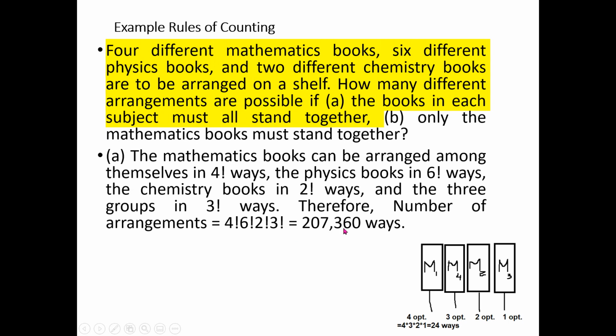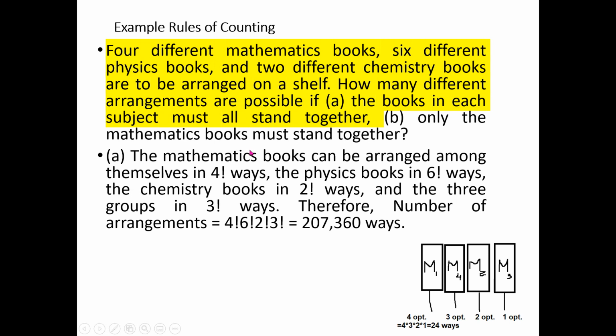So I'm going to multiply all these possibilities. So 4 factorial into 6 factorial into 2 factorial into 3 factorial. So this number, 207360, represents the total possible ways in which we can arrange these books. In part B, it says that the condition is that only the mathematics books must stand together. The other subject books may be placed in any order.